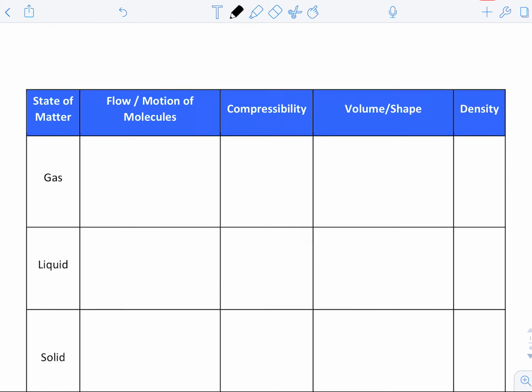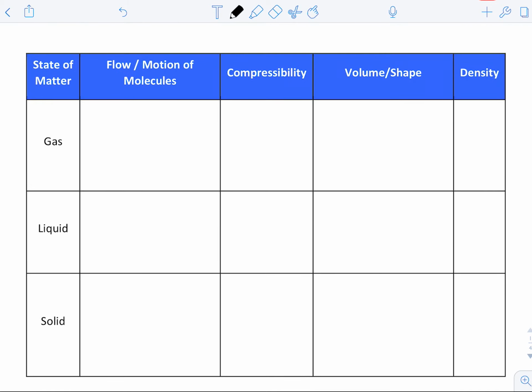Okay, so here's just a little table that we're going to use to go over our different states of matter. So we have gas, liquid, and solid. We can look at them in terms of the flow of the particles or molecules, the ability to compress, the volume, shape, and density. So gases themselves, those are going to be the first one we'll look at. So gas particles are free-flowing particles. They are going to be very, very far away from each other, so particles are far apart.